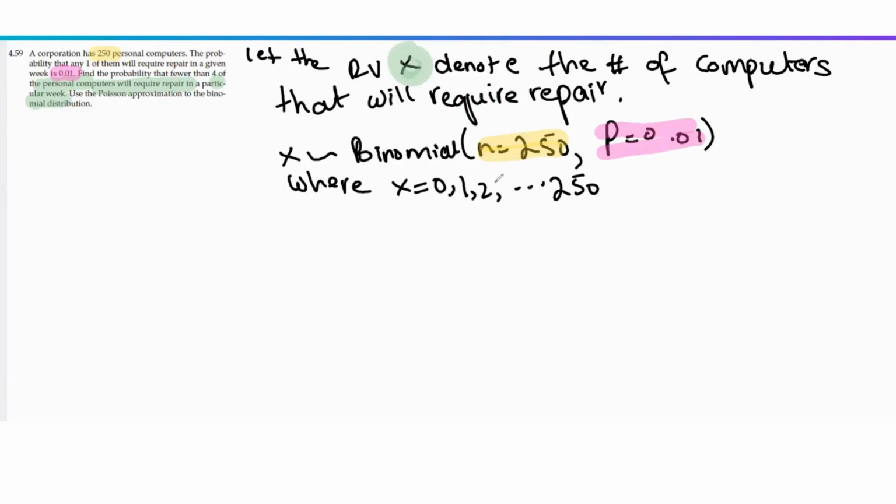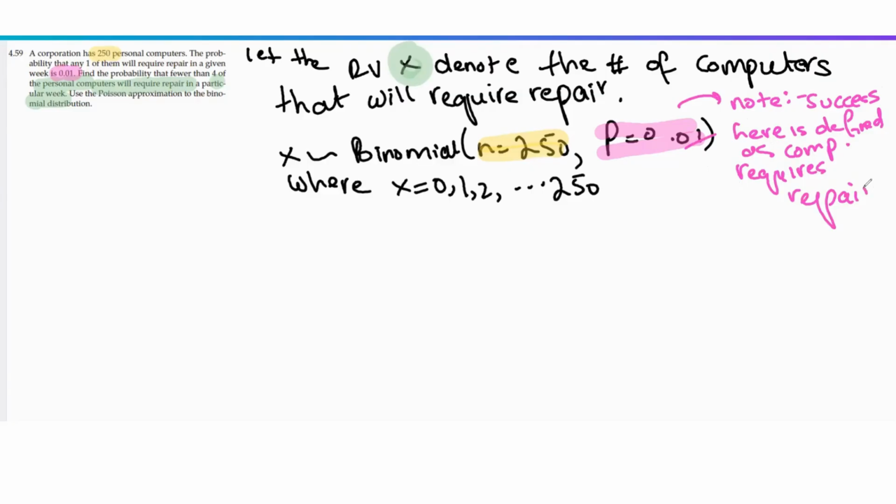Remember, success is defined as a binomial random variable is defined as the number of successes in independent trials, and success is defined in terms of whatever we're looking for. Success here is defined as a computer requires repair. Now, how do we know this is binomial? You have a finite number of computers, and every computer requiring repair will be independent of the other, and you have a constant probability of a computer requiring repair. So a constant probability of success.